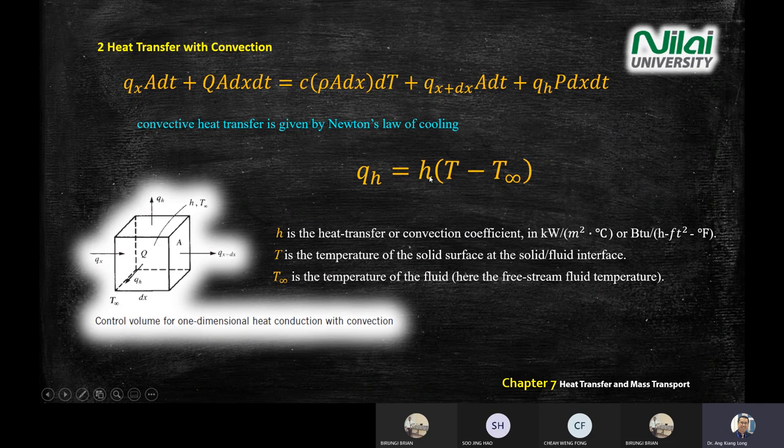QH equals h(T minus T infinity). T infinity is the fluid inside the pipe, and the T over here is the temperature at the wall. So you take the wall minus the fluid. Wall minus the fluid.